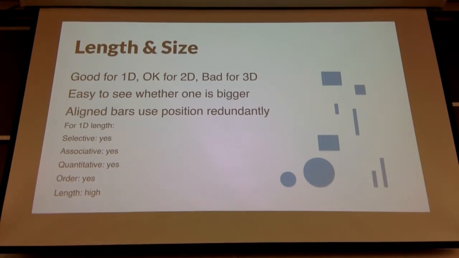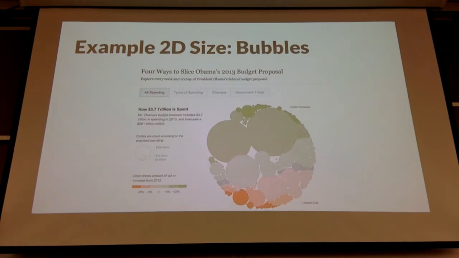But generally speaking, just about 1D length, yes, it is selective. We can tell them apart. Yes, it's associated. These are the items of the same size. Yes, it's quantitative. We can make judgments about magnitude. We can make order judgments, and we have a fairly big vocabulary of those of length and size.